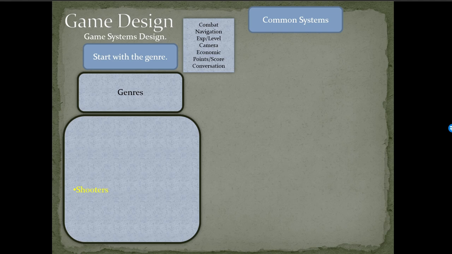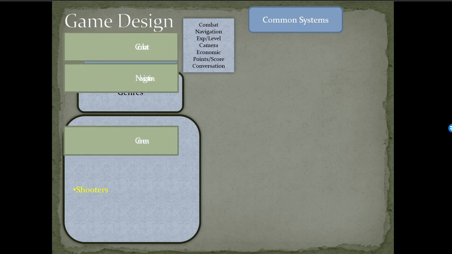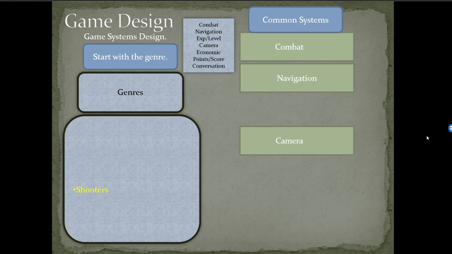Maybe take a guess before I show. I'm just going to show. All right. Combat, navigation, and camera systems. Those are the core elements of pretty much every shooter. Some of them might have a light economy where you're buying things in a shop, but a lot of them don't.